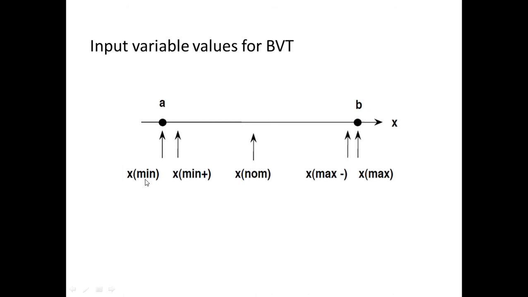X minimum is the minimum value, that is 1, and x maximum is the maximum value, that is 10 in our case. And x nominal will give you the nominal or the middle value, that is 5 in our case. Along with this, we have to check for two more values, that is x minimum plus and x maximum minus. X minimum plus is 1 plus 1, that is 2, and x max minus, that is maximum 10 minus 1, that is 9. So total we have to write the test cases using only these 5 values.